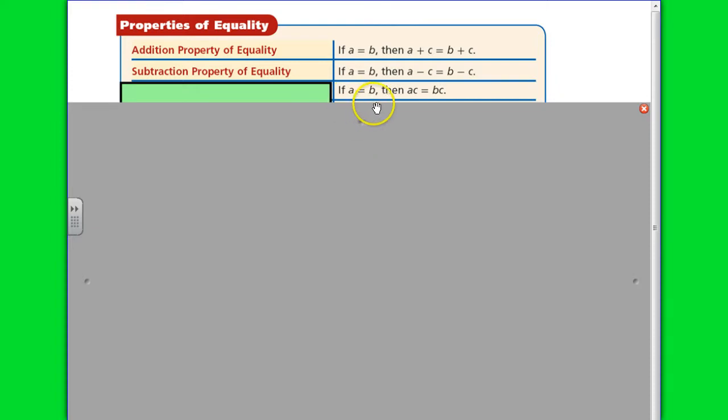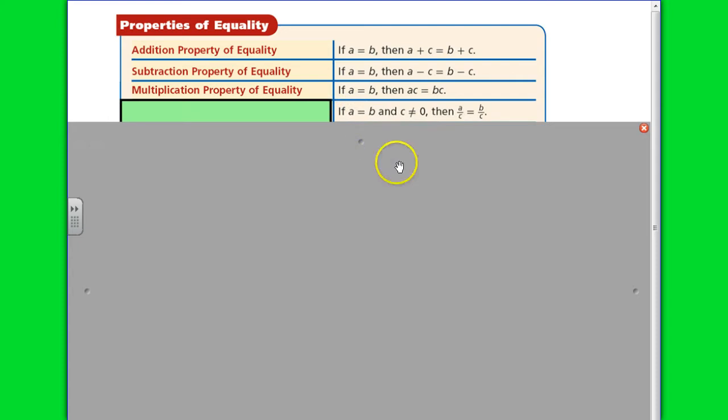If A equals B, then AC equals BC. We are multiplying both sides of the equation by the same factor. We have the multiplication property of equality. I bet you know what's next. That's right. If A equals B and we divide both sides of the equation by the same value, then we have the division property of equality. Remember in our rules where a value ends up in the denominator, that value may not equal 0. If it does, then our fraction would be undefined, right?